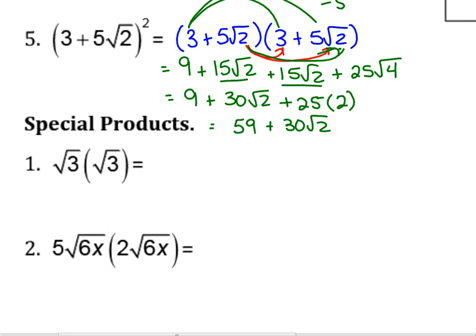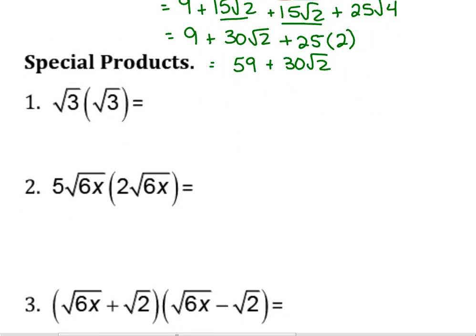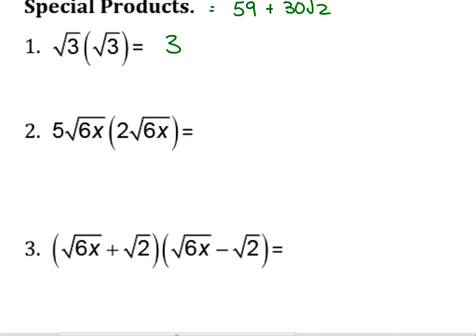Okay, couple special products. What is root 3 times root 3? Just 3. You don't have to write root 9. You can just write 3. Okay? So that's a special product. So if we had, for example, 5 root 6x times 2 root 6x, well, first 5 times 2 is 10. And then what's root 6x times root 6x? Just 6x, right? No more square root, just 6x. And so that equals 60x.